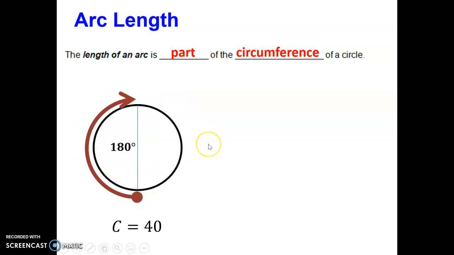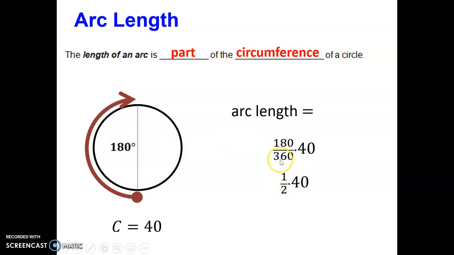So 20 is an obvious answer, but let's set this up in the way we're going to look at arc length. Rather than jumping right to the answer of 20, how do you get the half? Well, you get the half by saying I have 180 degrees out of the possible full 360 in a circle. And 180 over 360 is what turns into a half. So it's telling us we have gone halfway around the circle, and therefore half of 40 is 20. Of course, we made that calculation in our head, but sometimes the portion of the circle we have is not so obvious. So knowing this calculation is key.